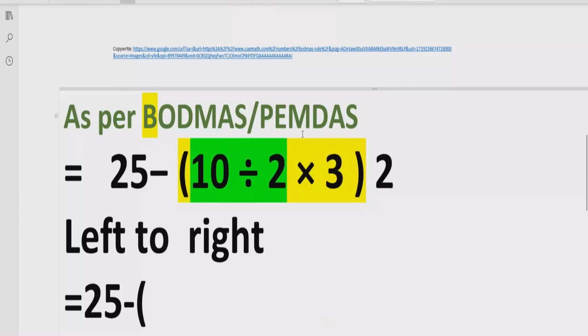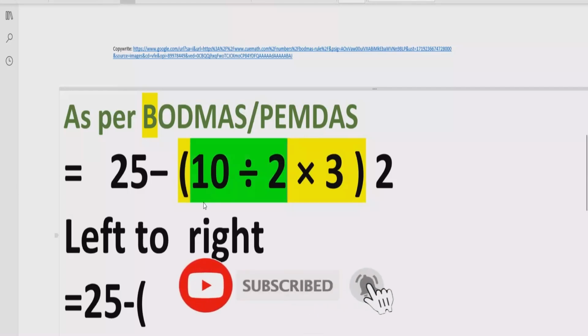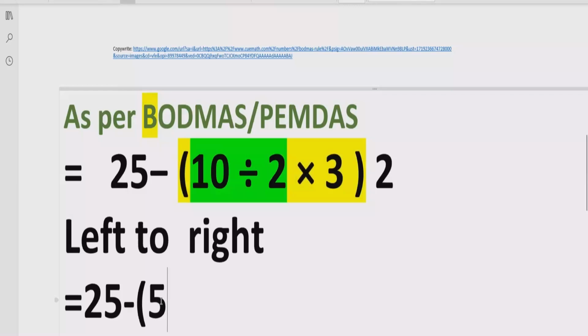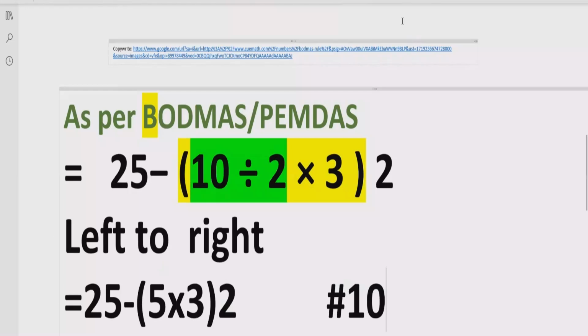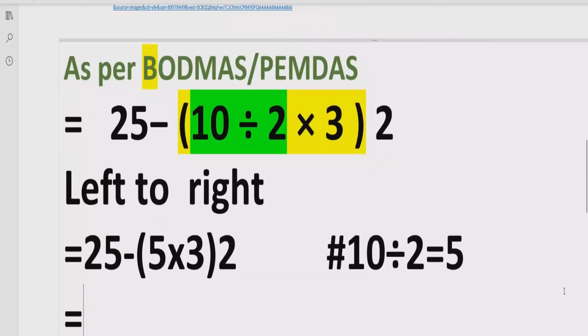Basically, we have to go left to right and find out which is coming first. So here we have 10 divided by 2. So we will divide first. 10 divided by 2 means 5. And multiplied by 3, right now we will write as it is. And again we have 2 outside the bracket, so we will write 2 as it is, and this 2 becomes multiplied with this bracket. Here we will give the reference: 10 divided by 2 equals 5.